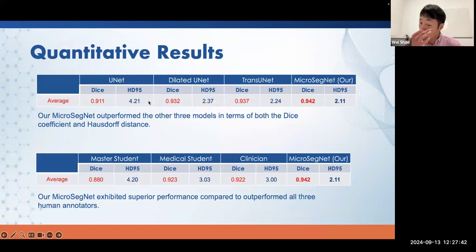This is a brief comparison of our microultrasound network with the current state-of-the-art method. As you see, we have a better Dice coefficient, which measures the overlap between the ground truth and the prediction. Higher is better, from 0 to 1.